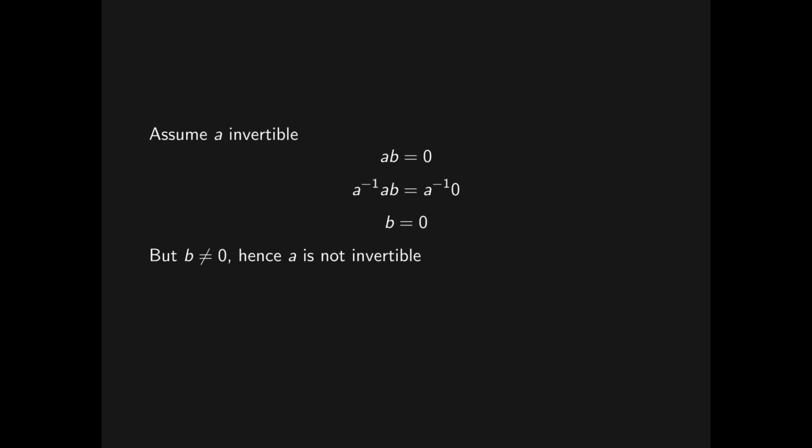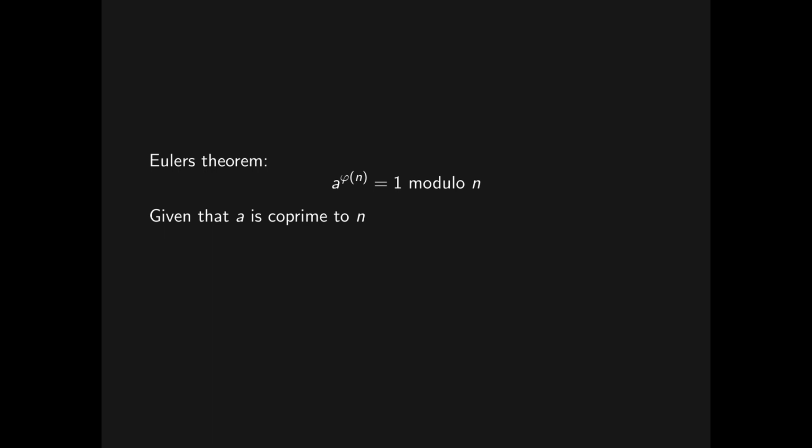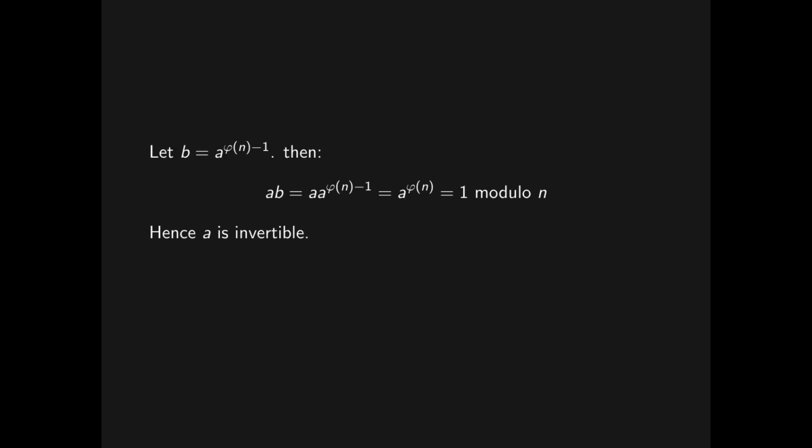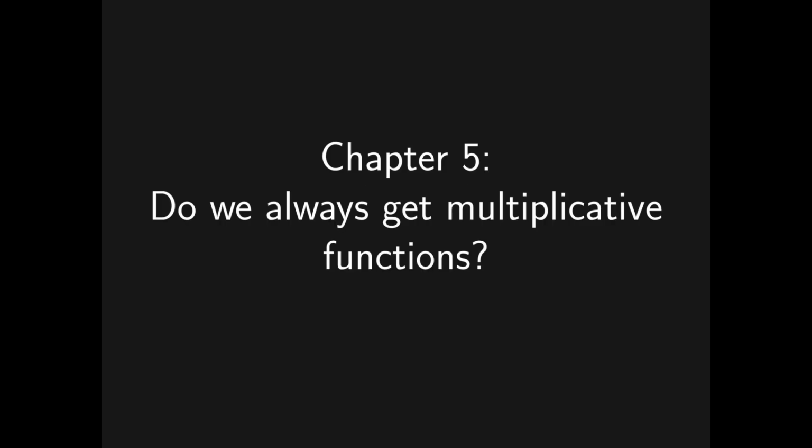We still need to prove that a is invertible given that a is coprime to n. We will do this using Euler's theorem, which says that if a has no common factors with n, then a raised to the power of phi of n is 1 modulo n. If we let b equal a raised to the power of phi of n minus 1, then we get that a times b is 1, and that a is invertible. So we have a correspondence between numbers that are coprime to n and numbers that are invertible modulo n. And this shows us exactly why we got phi.